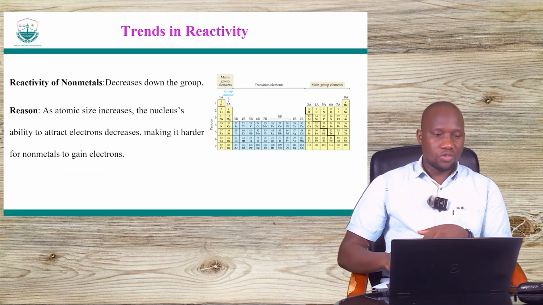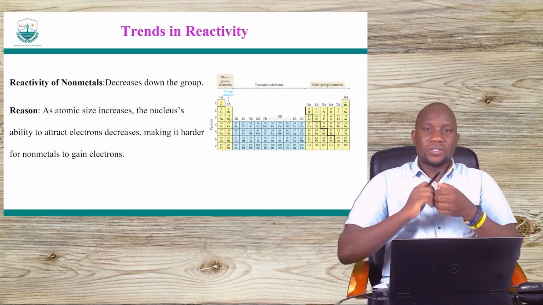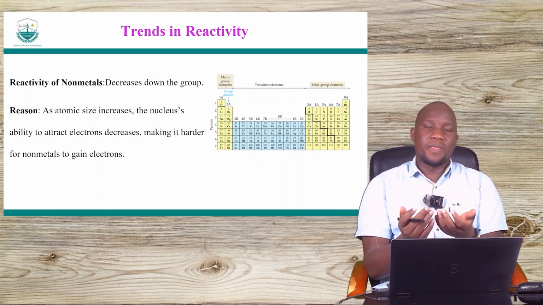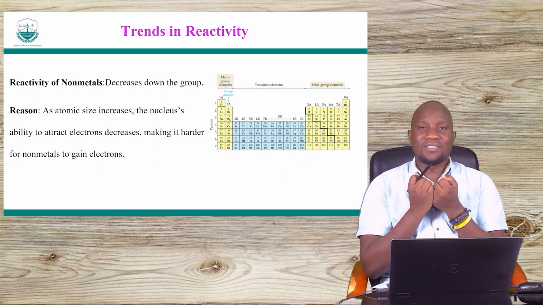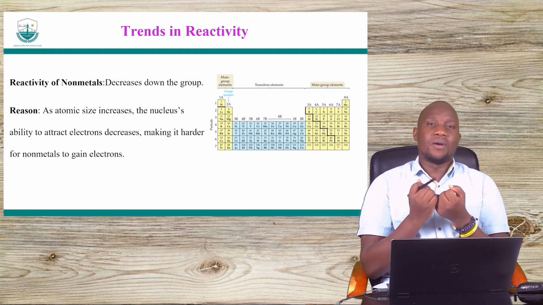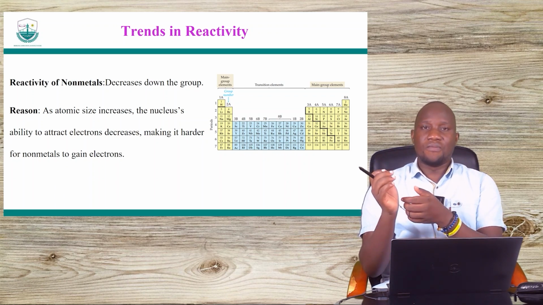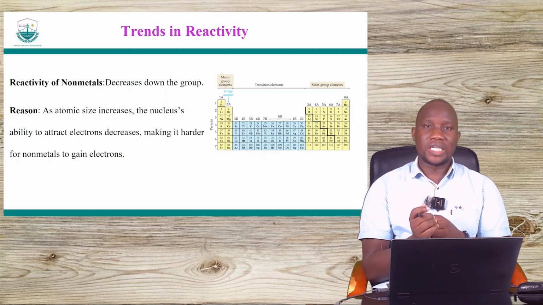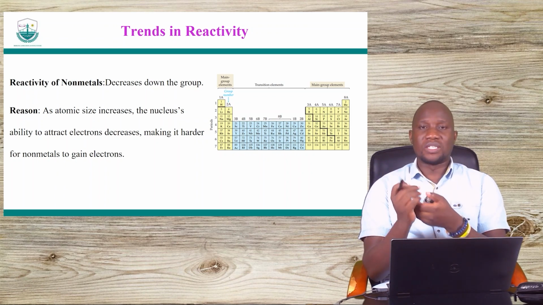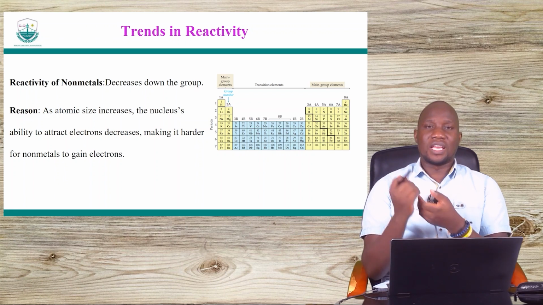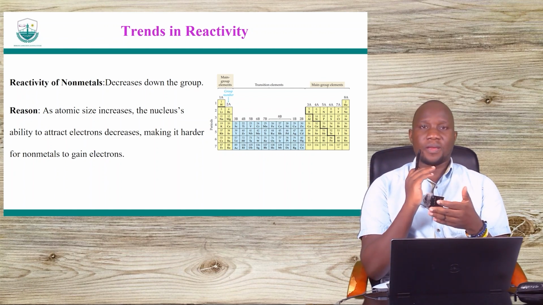But when we move to non-metals, they are interested in gaining electrons. Metals are interested in losing electrons. Non-metals are interested in gaining electrons. So the stronger the force pulling, the better for them. Unfortunately, as you move down the group, the atomic size increases. That means the force of attraction also decreases. So the non-metals cannot attract electrons as you move down the group. So they cannot easily gain electrons as you move down the group. And that's why the reactivity goes down.